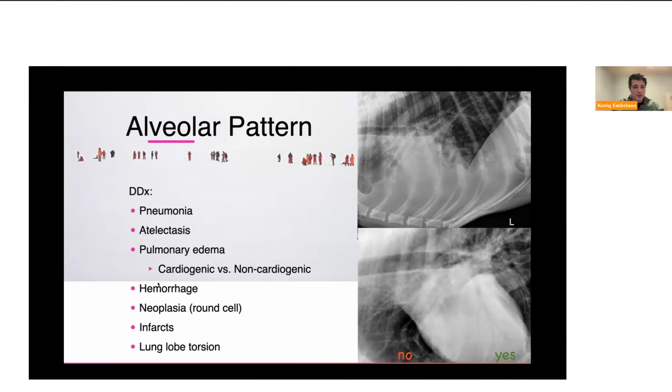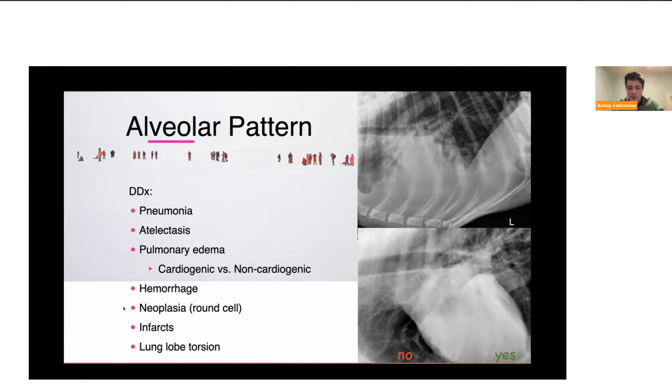And then pulmonary edema, whether it's cardiogenic or non-cardiogenic, so you're going to be looking at things like, how big is the heart? What do the vessels look like to help differentiate things? On auscultation, do you hear a murmur? These types of things. As we get into less common causes, we get into things like hemorrhage, which can be from, say, a coagulopathy or pulmonary contusions from automotive trauma.